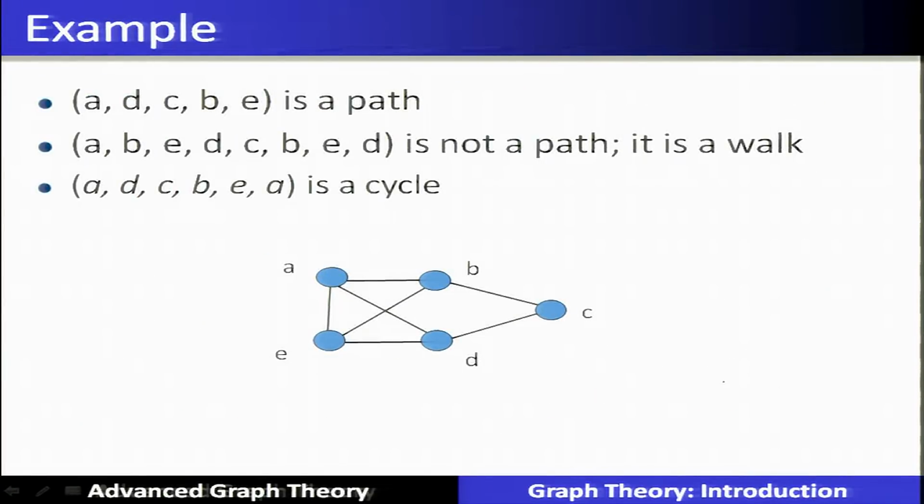So, in this example, A, D, then C, then B, then E, this is a path.